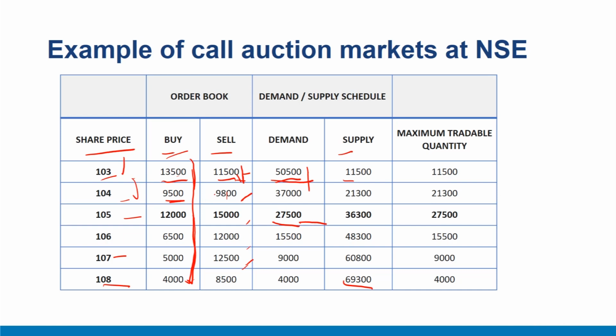You may ask, why not based on maximum revenue? From a market efficiency perspective, it is important that maximum market participants engage, and therefore fair and efficient prices emerge. For this to happen, the price at which maximum quantity is traded should be selected, and based on that logic, 105 rupees is selected as the opening price, because at this price maximum quantity is traded.